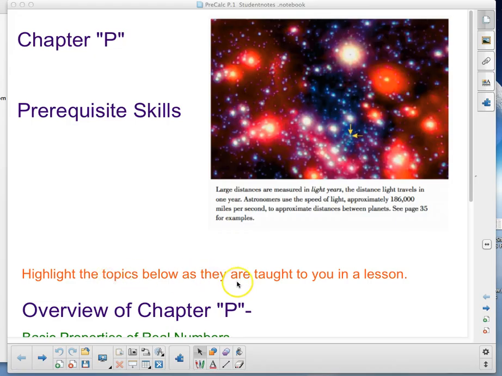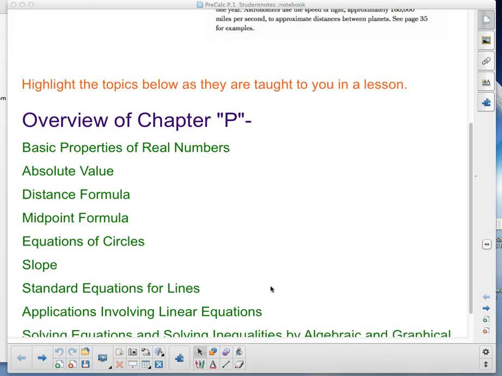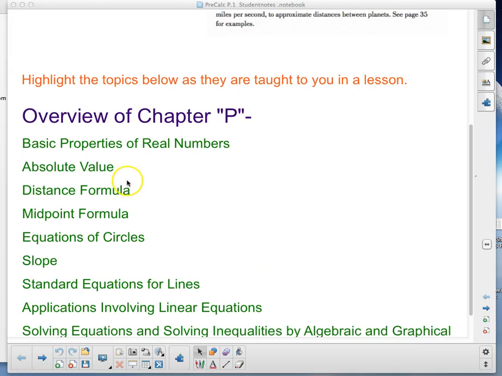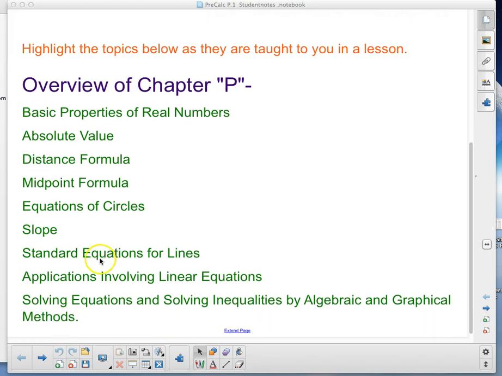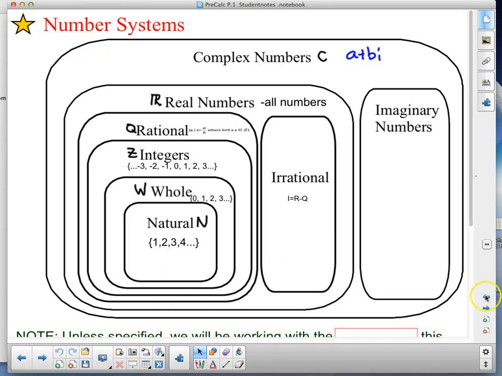Highlight the topics below as they are taught to you in the lesson for the prerequisites. In the overview of Chapter P, you have the basic properties of real numbers, absolute value, distance formula, midpoint formula, equations of circles, slope, standard equations of lines, applications involving linear equations, and solving equations and inequalities by algebraic and graphical methods. Now, we've gone a little too far.